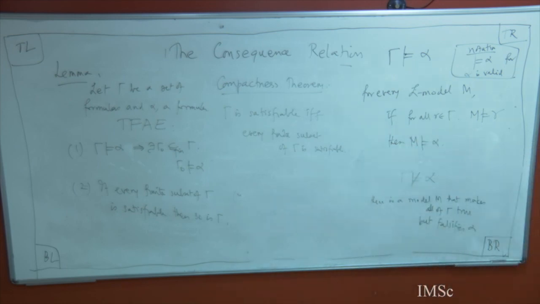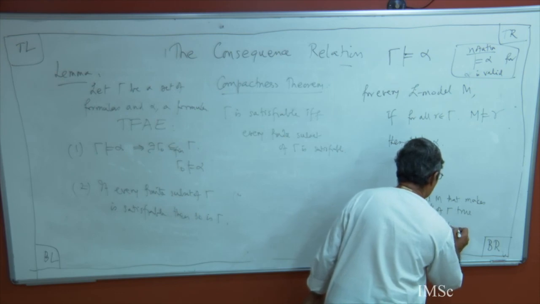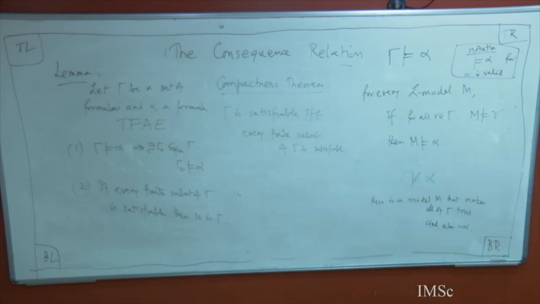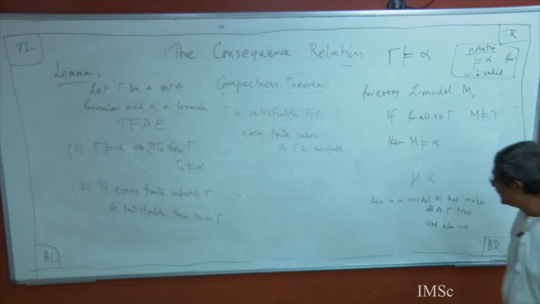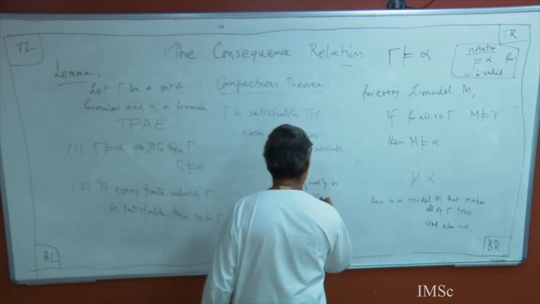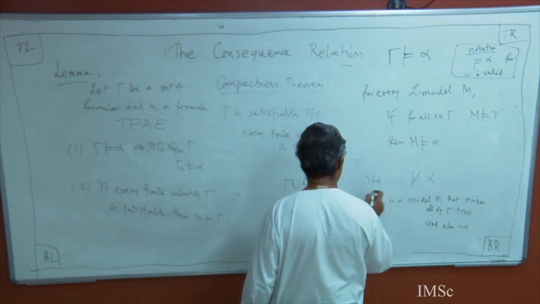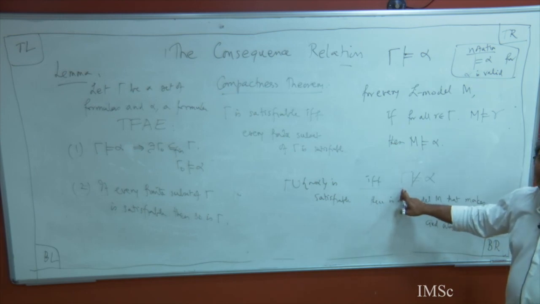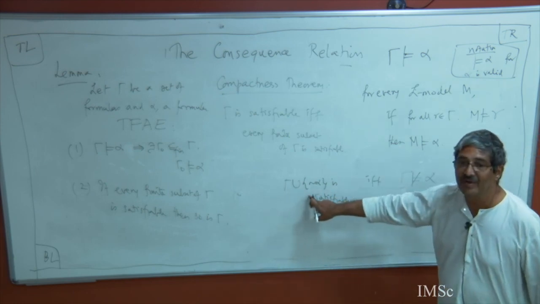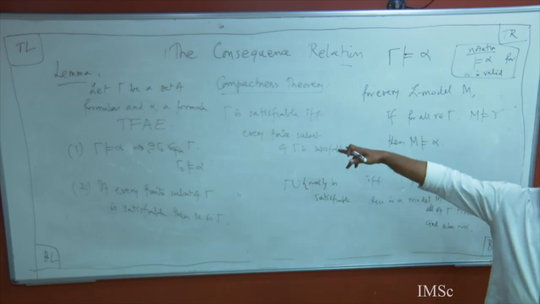right? Another way of saying it: it makes all of gamma true and also negation alpha. It makes alpha false is the same as... This is another way of saying gamma union negation alpha is satisfiable. So these two statements are the same. Alpha is not a consequence of gamma is the same as saying gamma union negation alpha is satisfiable. That's really the connection between those two.